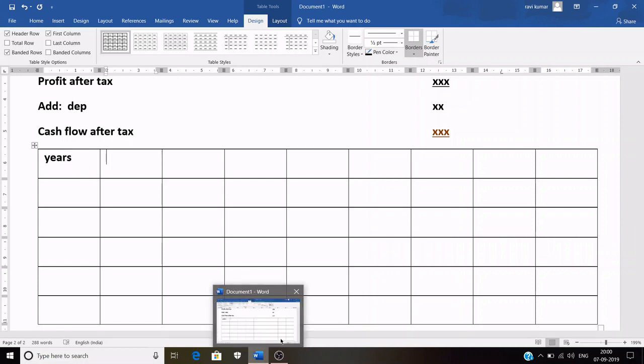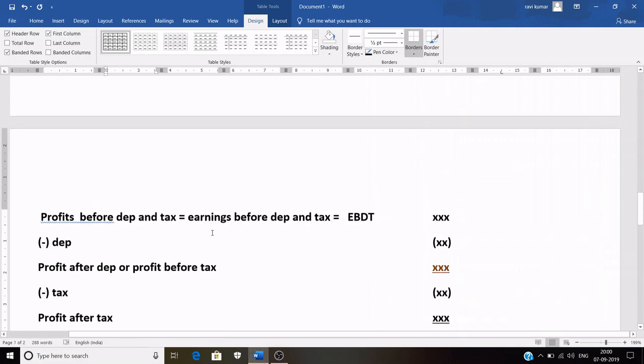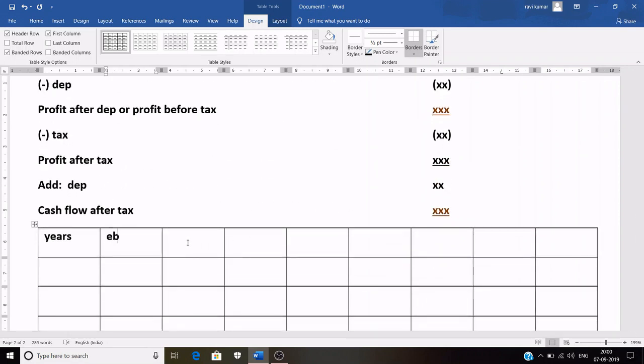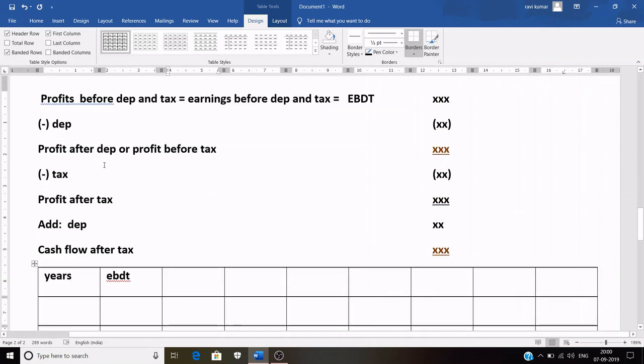In the second column we will have profits before depreciation and tax, that is also known as EBDT. EBDT means earnings before depreciation and tax. In the third column we would deduct depreciation, as I have already told you. After deducting depreciation, we would have profits after depreciation. PAD means profits after depreciation, also known as taxable income. So we'll deduct tax. So write down tax here. Then after deducting tax, we would have profits after tax.